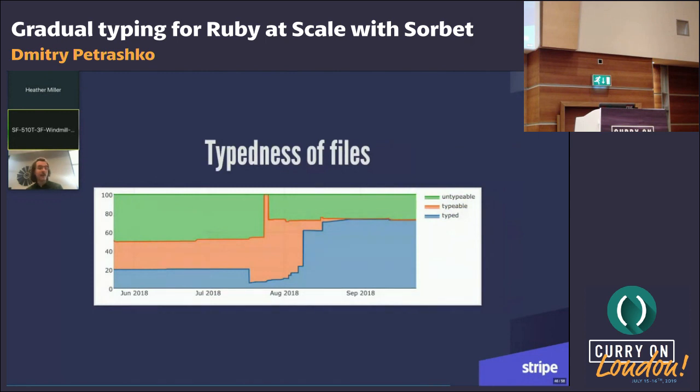Here's a graph of how the typedness of files went. The original 20% steady line is our actual dark launch, where we were looking at what the experience would be like for 20% of the code base. And then we started rolling it out and suggesting our users type their code. And as you can see, in around a month, our users have willingly accepted our PRs to type the majority of their code.